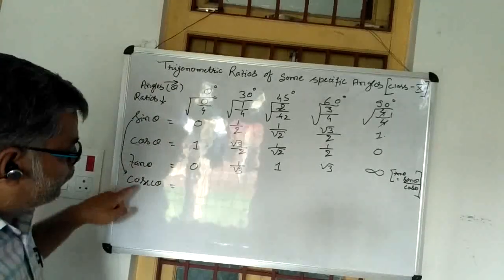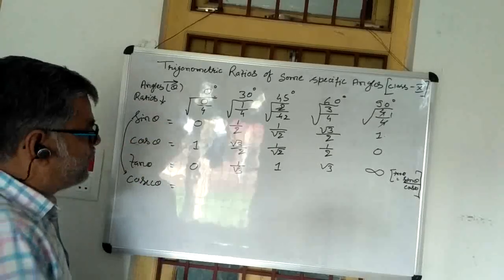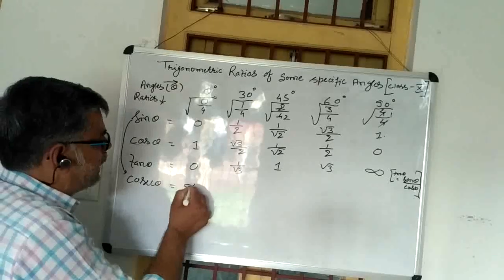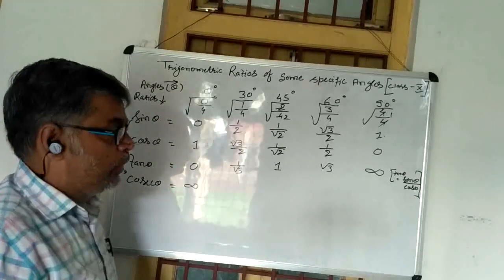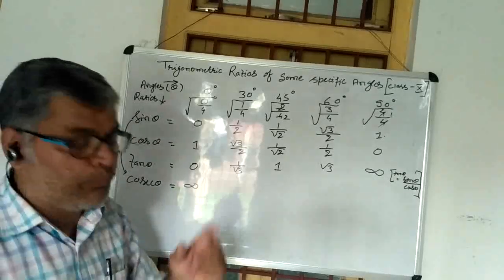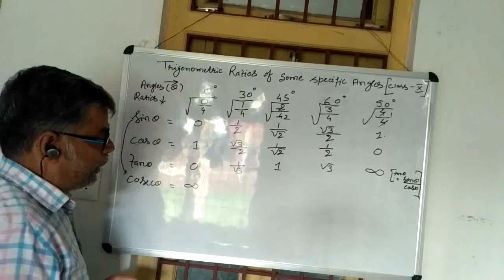You know that cosec is the reciprocal of sine. So take the reciprocal of the values also. So 0 by 1, the reciprocal will be 1 by 0, that will be not defined. When you write 0 by 1, the reciprocal is 1 by 0, and 1 by 0 is equal to not defined.